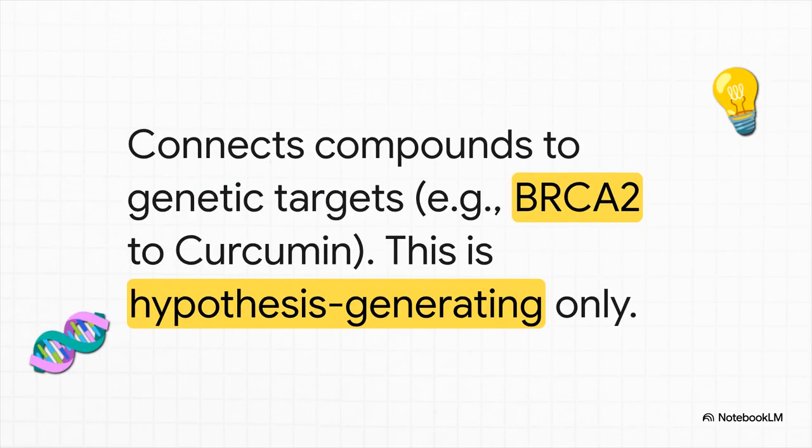The report can also connect research to an even deeper level of your personal data. So for users who input specific genetic mutations, it can highlight compounds that have been studied in relation to those pathways. For instance, linking a BRCA2 mutation to research on curcumin. But, and this is so important, the key phrase here is hypothesis generation only. This is just a starting point for a question. It is not an answer.